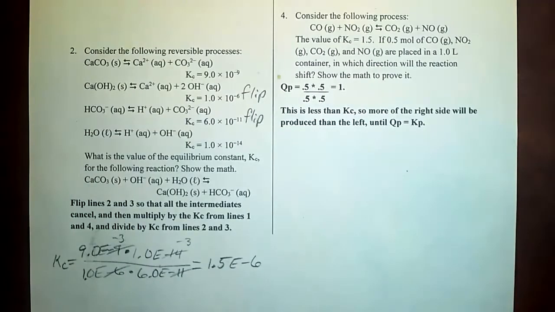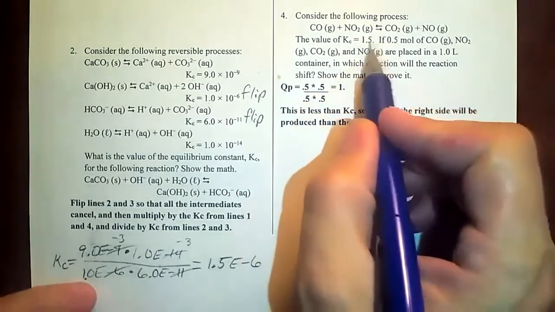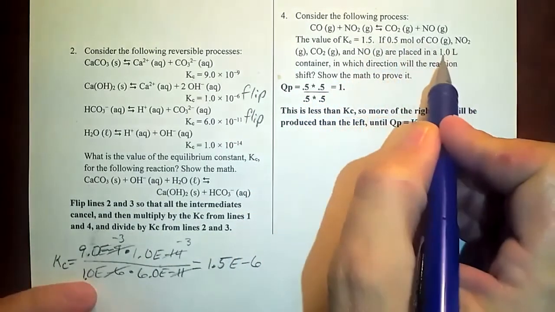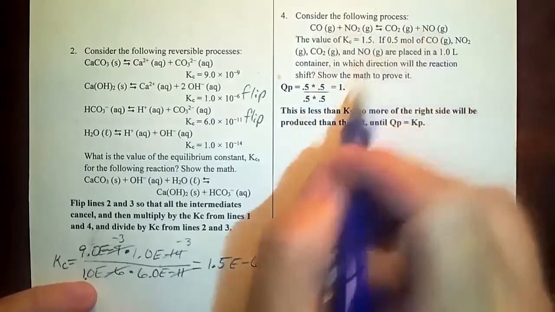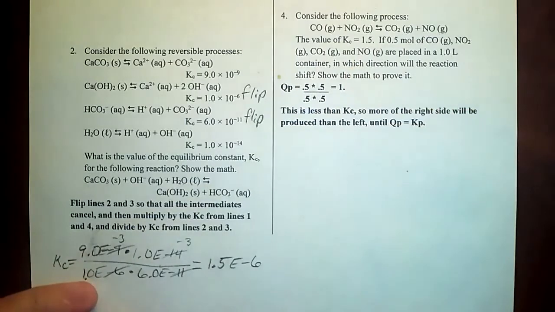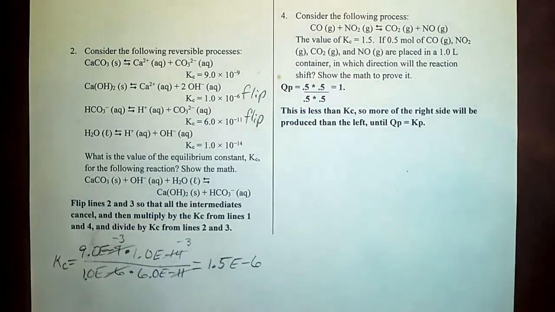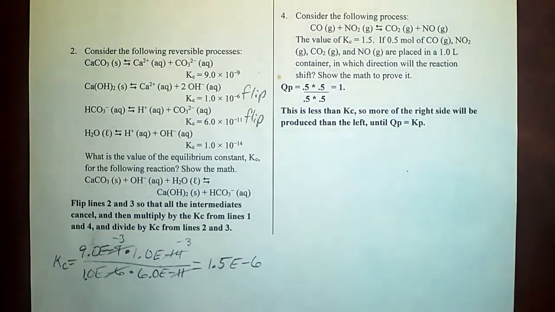Number 4 is a bit of a repeat of 3. We're being asked which way this would shift. Well, what molarities do we have? Well, we have 0.5 moles and then 1 liter. So that's really easy. We have 0.5 molarity in all 4 spots. They wouldn't have to do that, but this is supposed to be one of those problems that's really quick if you know what you're doing, if you're not having to review the concepts here.